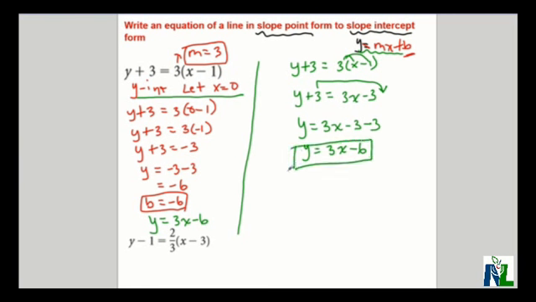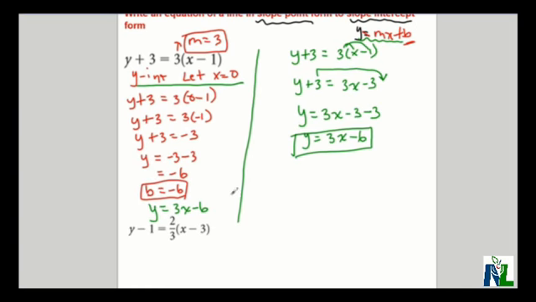So we can rearrange the equation in slope-point form to get slope-intercept form. Let's look at the next example. You can pause the clip if you wish and try it on your own.